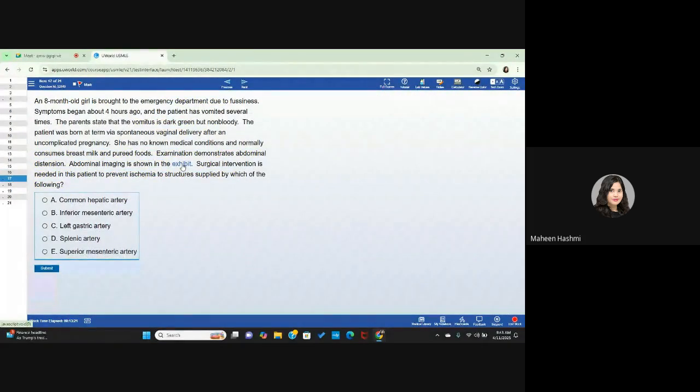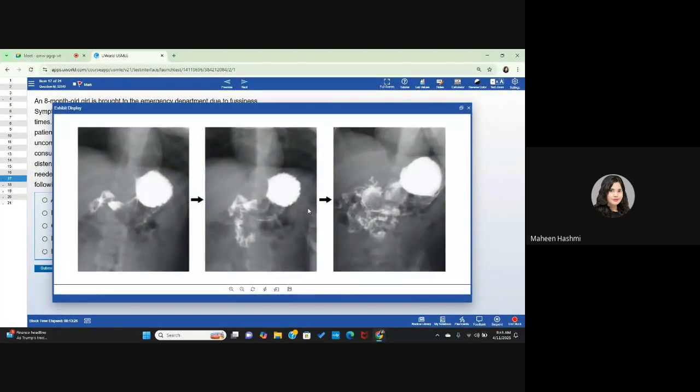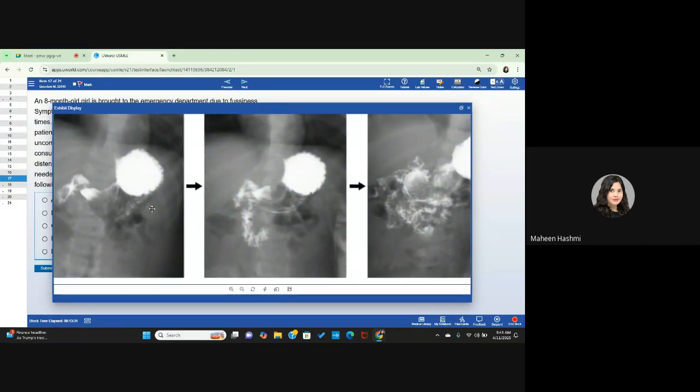Abdominal imaging is shown in the exhibit. What's wrong? The stomach is distended, and this is a barium study. Here we can see the stomach is opacified as well as the first part of the duodenum in the first image. In the second image, in this follow through, the barium is going down, also opacifying the second part and a part of the third part of the duodenum.